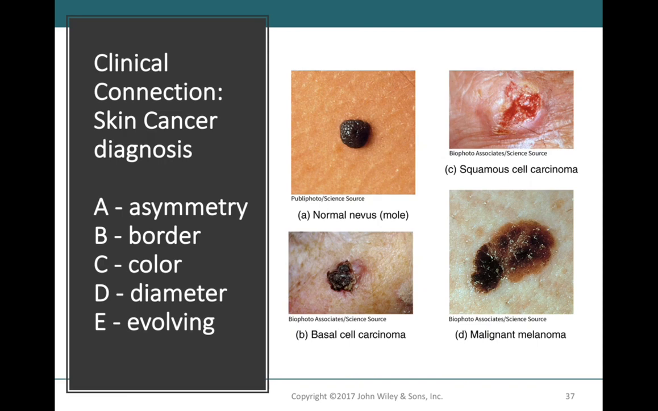So we want to see a very clear border with our skin spots. Color is going to be the C in our ABCs for cancer diagnosis. We want our spots to have the same color, and that's where malignant melanoma is really going to show. Malignant melanoma is going to have lots of different colors.